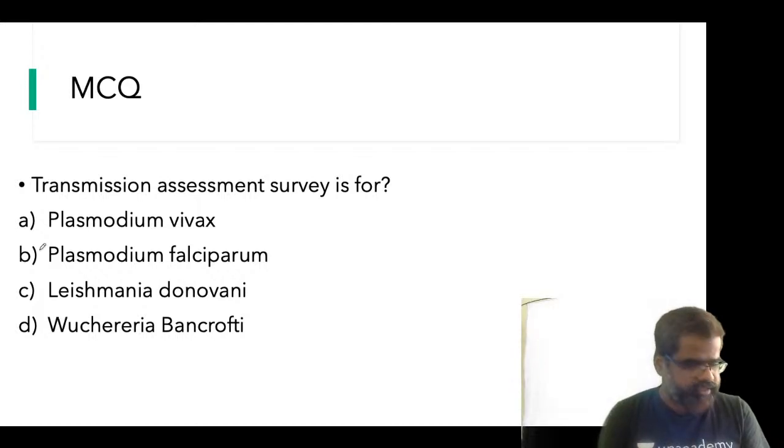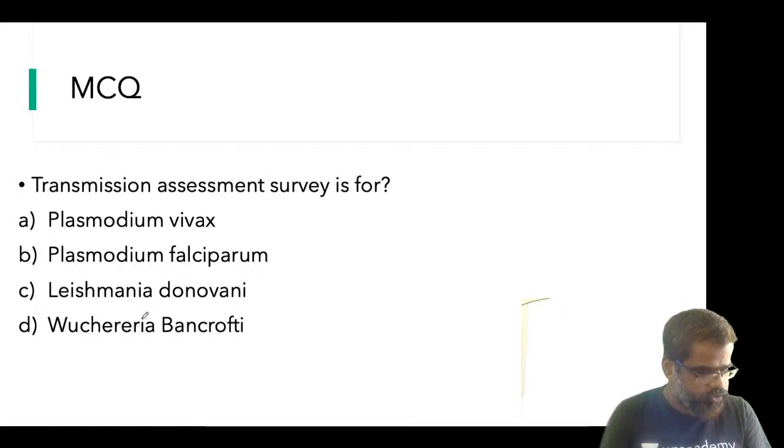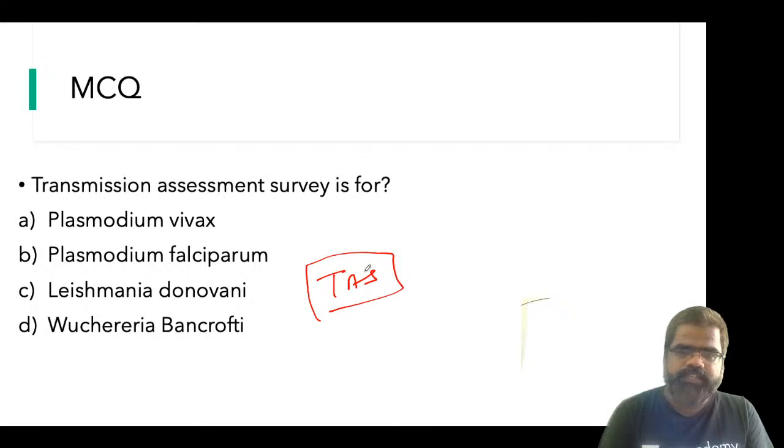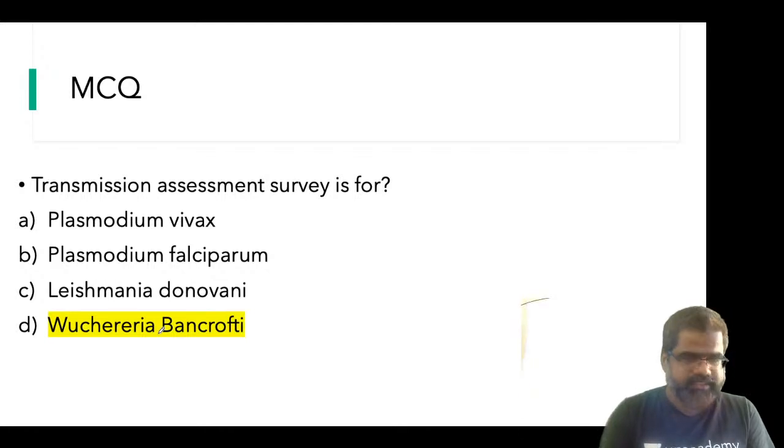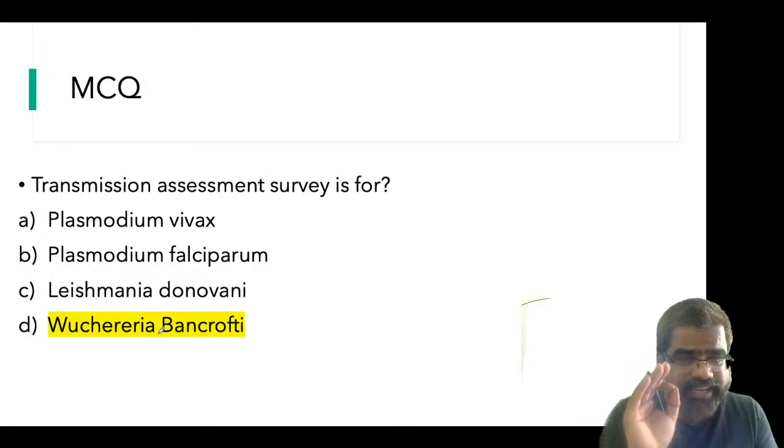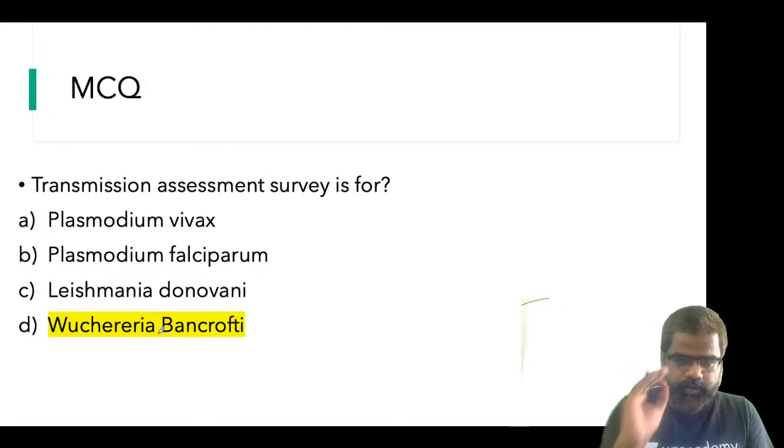So, transmission assessment survey. Sindhu Vijay goes with D. Anyone here? Fatima goes with C. Students, please remember this, it is very important. Transmission assessment survey is basically done in lymphatic filariasis. And lymphatic filariasis, you know, it is caused by Wuchereria bancrofti, right? So it is done in lymphatic filariasis. Filariasis is caused by Wuchereria bancrofti.